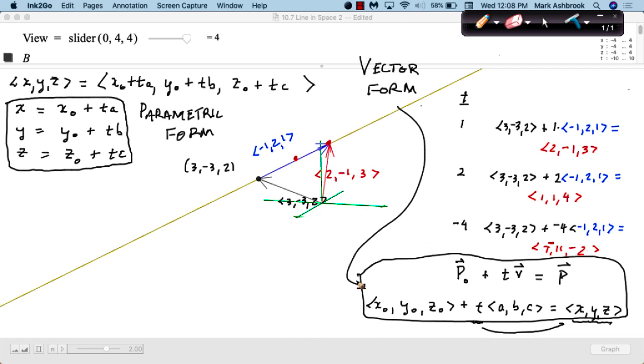Okay, so we've got our line here. It's kind of greenish gold. So the question is, is the point (10, -8, -1) on our line? See if you can figure it out. Think and talk if you need to. Is (10, -8, -1) on the line?